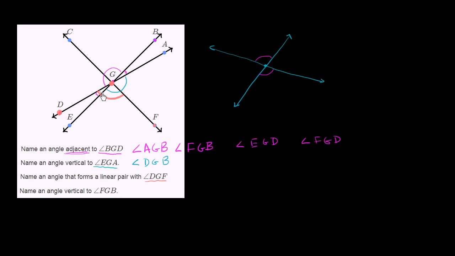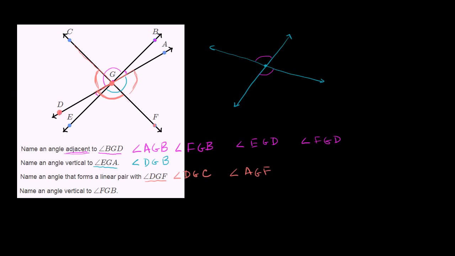For example, if you combine angle DGF, which is this angle, and angle DGC, then their two outer rays form this entire line right over here. So we could say angle DGC. Or if you look at angle DGF, you could form a line this way. If you take angle AGF, so if you take this one, then the outer rays will form this line. So angle AGF would also work.